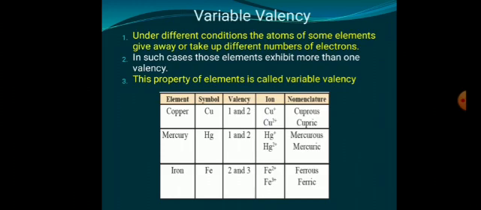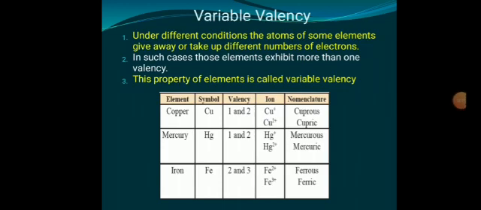When copper shows lower valency 1, then cuprous ion is formed. And when copper shows higher valency 2, then cupric ion is formed. So we use OUS when an ion with lower valency is formed, and we use IC when an ion with higher valency is formed.